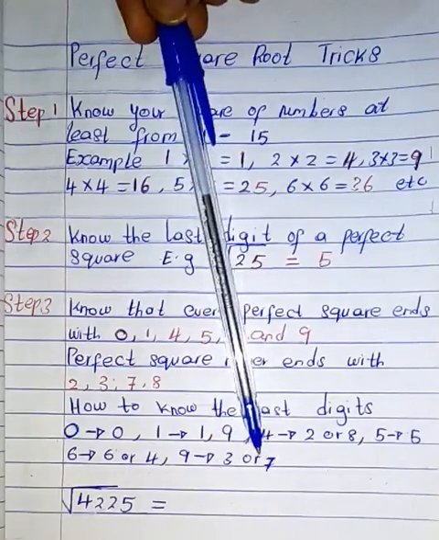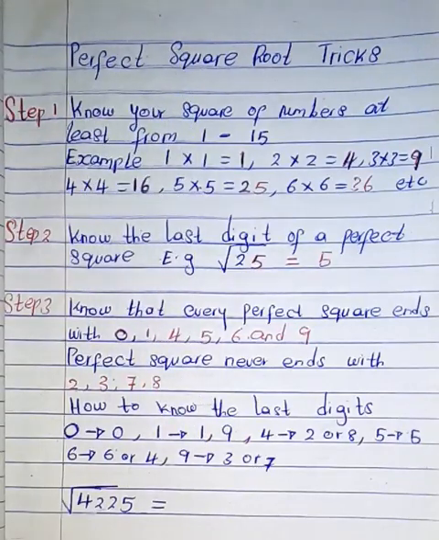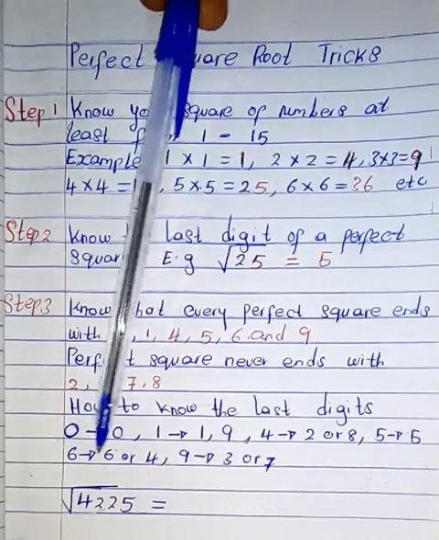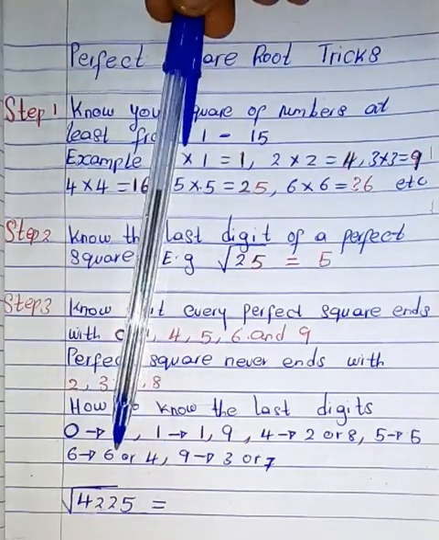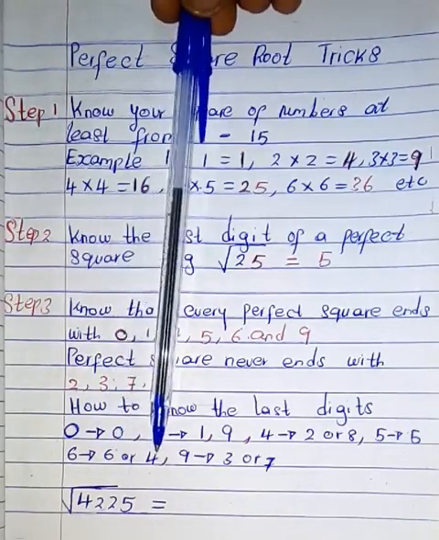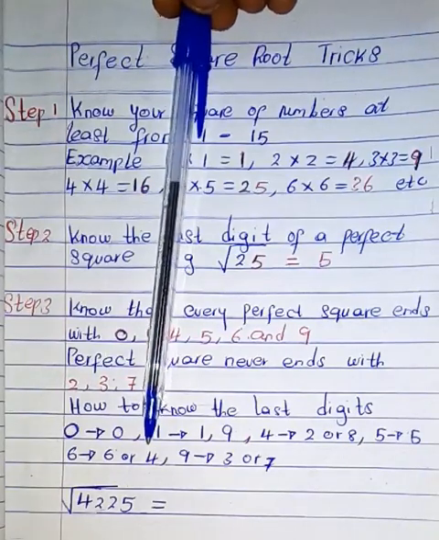So for instance, let's use a typical example of what I'm saying. If I'm asked to find the square root of 16, the last digit here is 6. So therefore, where does 6 fall? 6 falls under 4 or 6. So definitely the square root of 16 will be either 6 or 4. Now I'm going to show you in the next video how to know which one really suits.